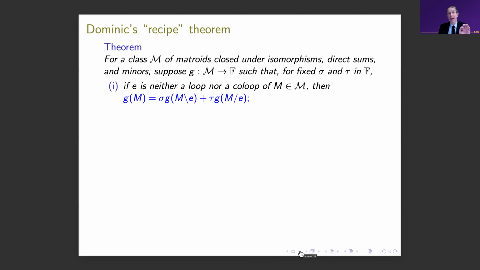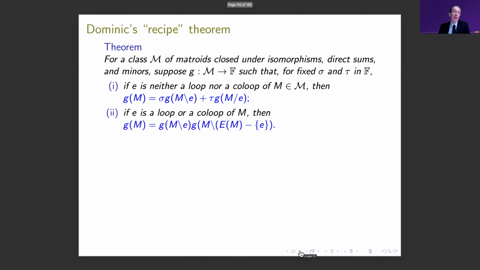The deletion-contraction recursion works if you've got an element that is not a loop or a coloop. What if you've got an element that is a loop or a coloop? I think I said that wrong, but you know what I'm trying to say. If I've got an element that is a loop or a coloop, then I obey the same multiplicative recursion that the Tutte polynomial obeys.